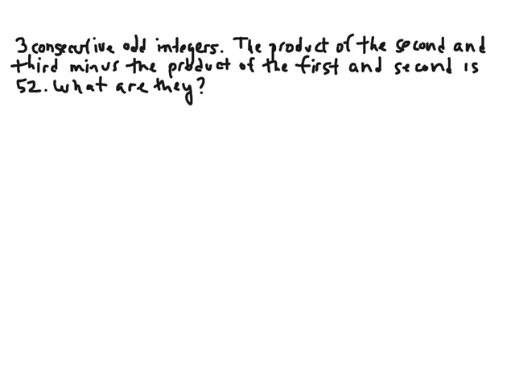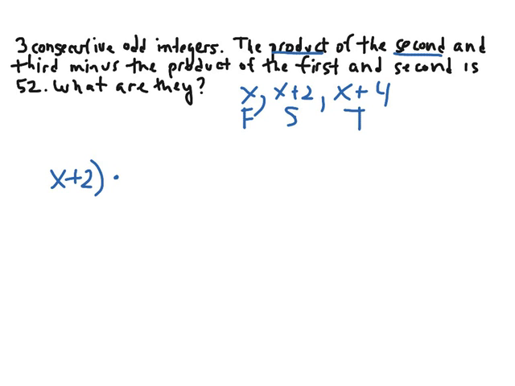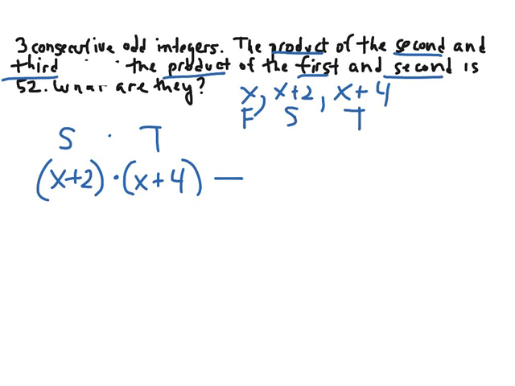So we're looking for three consecutive odd integers. Again, x, x plus 2, and x plus 4. The first one is x, the second one is x plus 2, and the third one is x plus 4. Okay, the product of the second and the third. Product meaning multiplication. Second is x plus 2. Third is x plus 4. So the product of the second and the third, minus the product of the first and the second. x is the first, x plus 2 is the second. The product of the first and the second equals 52. What are the numbers?